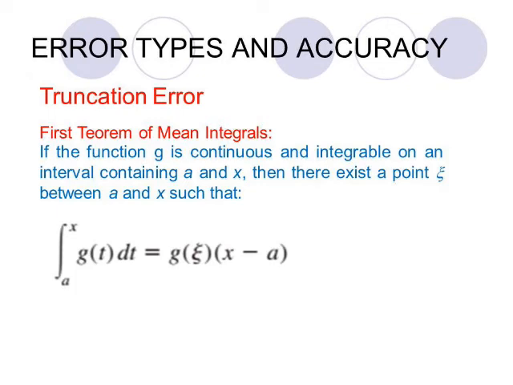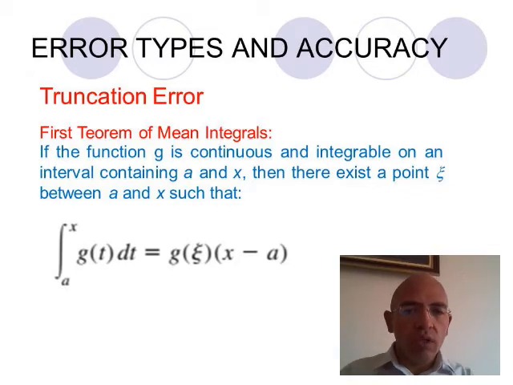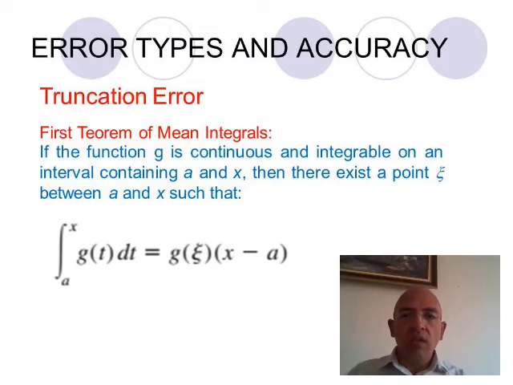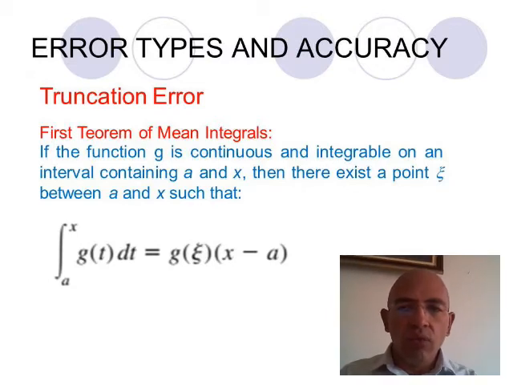Now, how do we obtain this remainder? Because this remainder is associated with the error that we make while approximating a function. We want to approximate a function, and the remainder is directly the error that we make in approximating that function. So first, we have two theorems, and the first is the first theorem of mean integrals.